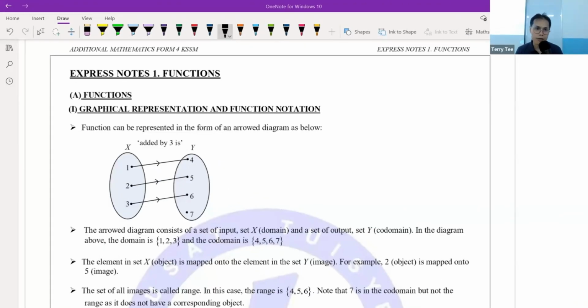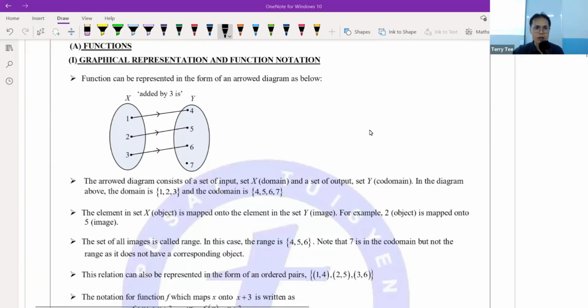This is Express Notes function. We start off with, in one lesson, I'm going to explain everything, all the examples in one chapter. All right. So let's start off with the very simple stuff, very basic stuff that you've learned before, the graphical representation of function. So function, we can actually represent it three ways: using arrow diagram, using what we call graph, or even ordered pairs.